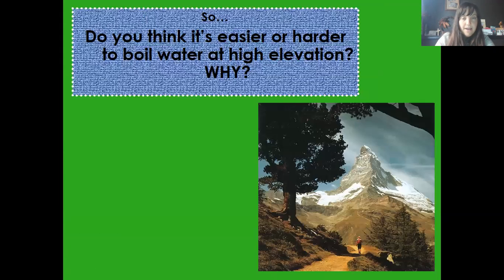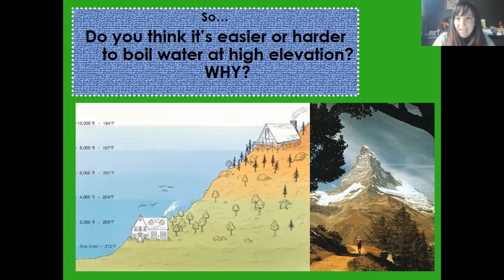Okay, so let's think back to this question I asked at the beginning of class. Do you think it's easier or harder to boil water at high elevation? Got your answer? All right, here's the boiling point in Fahrenheit at different elevations. Down at sea level, if you're in downtown Portland, you'd have to heat the water up to 212 degrees Fahrenheit for it to boil. But if you were up on top of Mount Hood, you'd only have to heat the water up to 194 degrees Fahrenheit. So it's a little easier to boil water at high elevation.